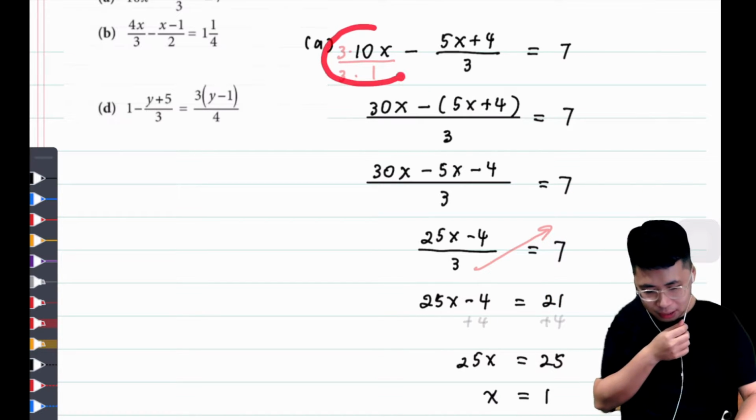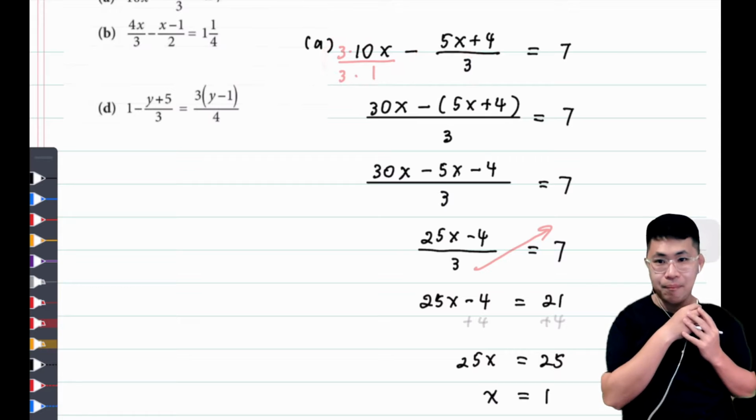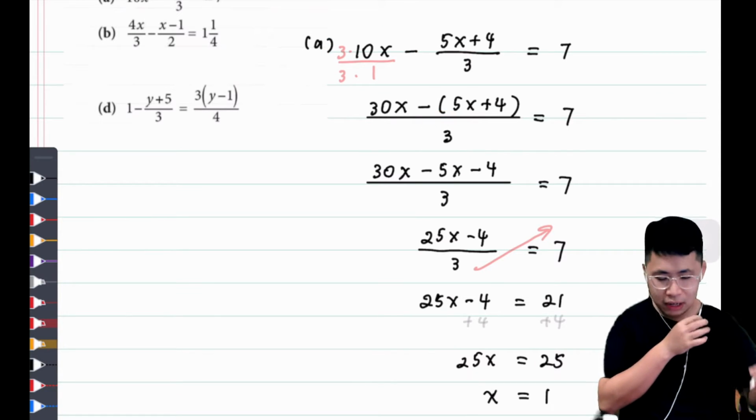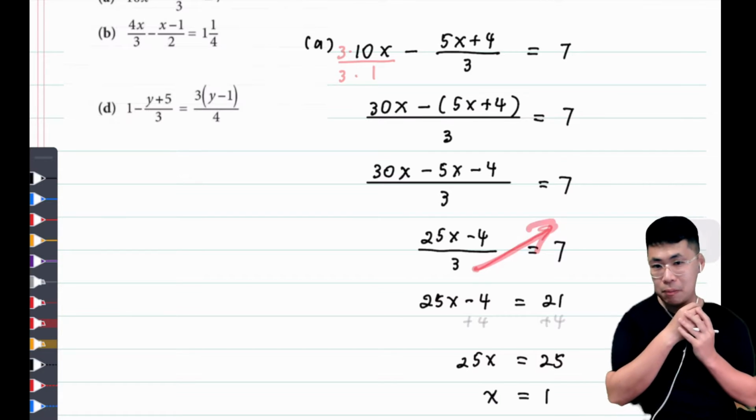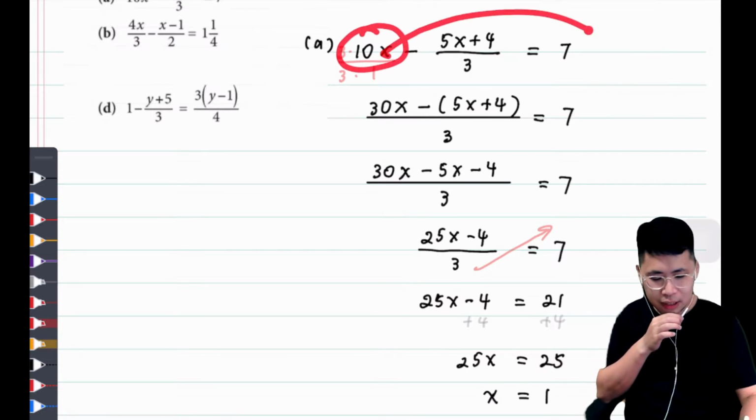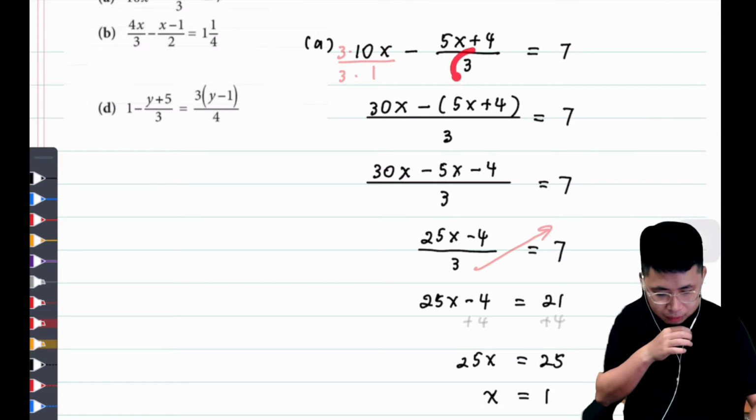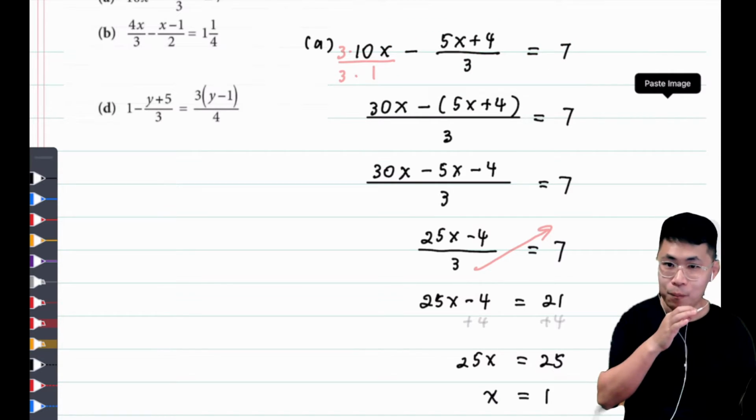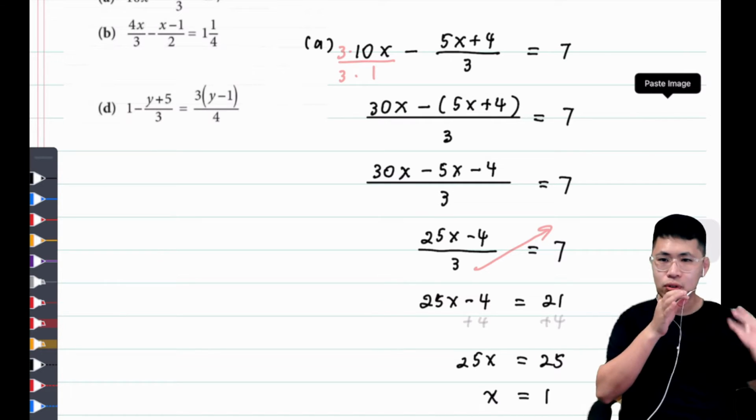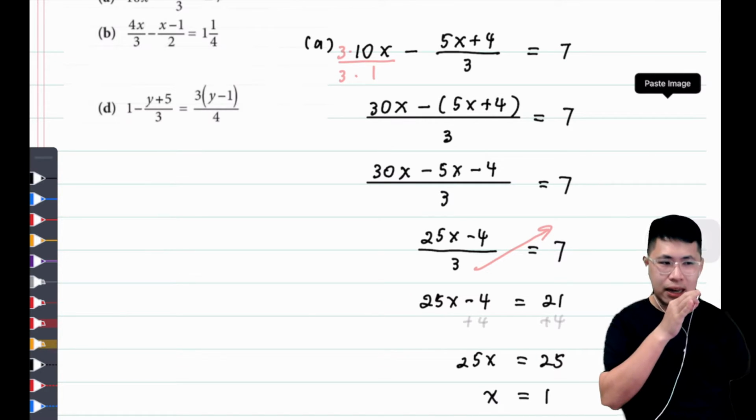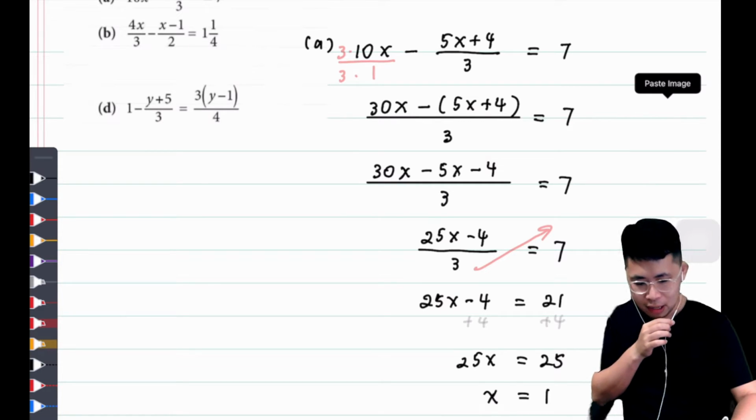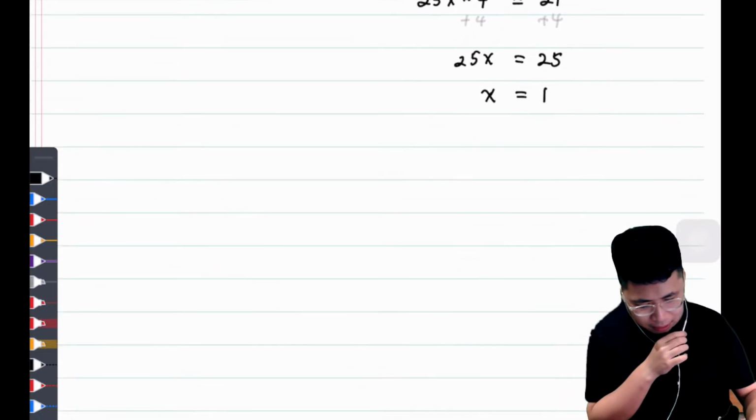We need to make the denominator the same. After making the denominator the same, we simplify everything and cross multiply the denominator to the other side. Alternatively, the 10x can move over here and we multiply the 3 to the other side as well. Whichever method you choose is fine. Just be careful to balance on both sides, and be careful of brackets and minus signs. Okay, so let's move on to question B.